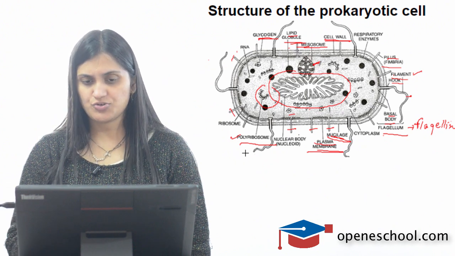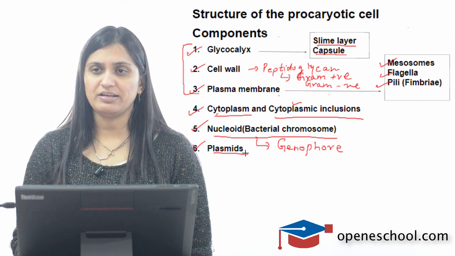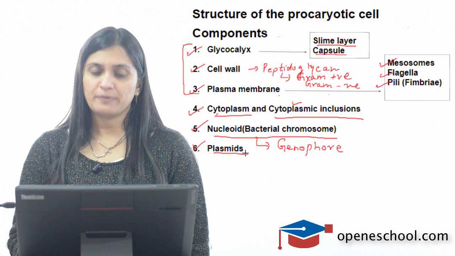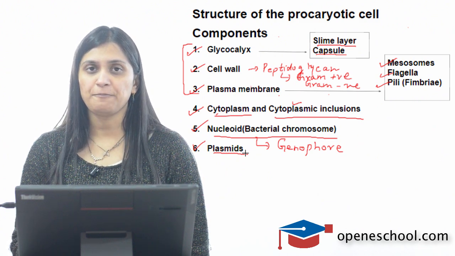Now the last structures present in the bacterial cell are the plasmids. They are not shown in this diagram. Plasmids are not present in all bacteria. They are present in some bacteria, for example E. coli. Plasmids are self-replicating extrachromosomal rings of DNA.